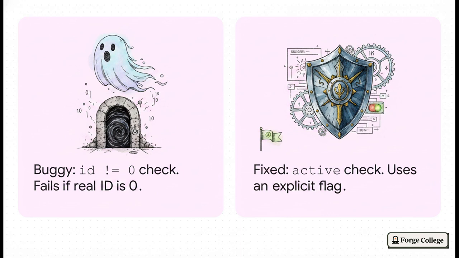We banish this ghost by using the fixed code approach, a dedicated Boolean flag, like .active. This gives you a single explicit source of truth. When a user registers, it's true. If they're deleted, it's false. Just like that, no more ghosts.